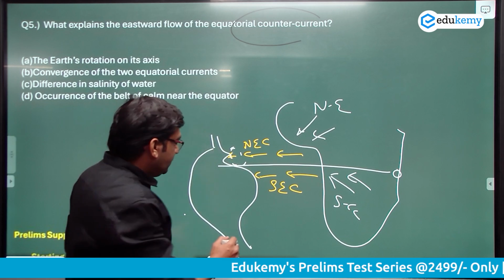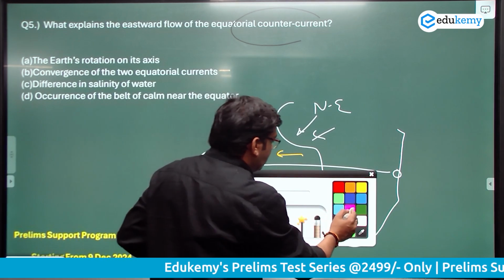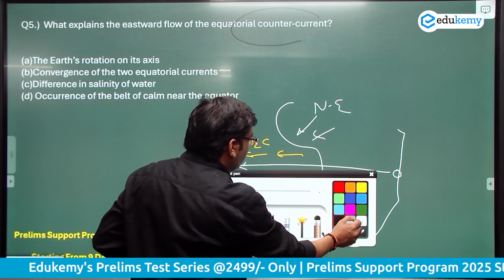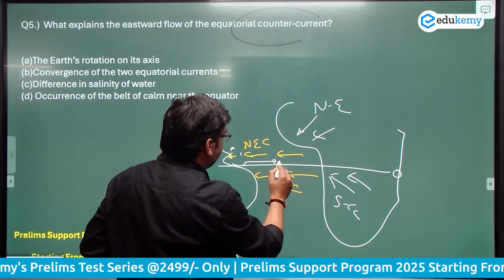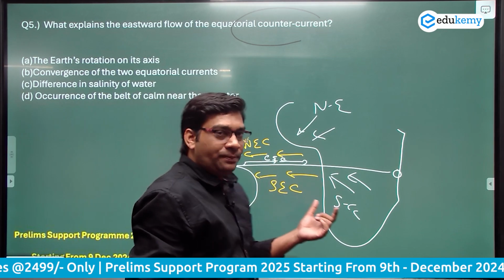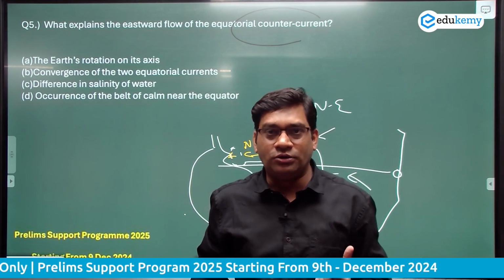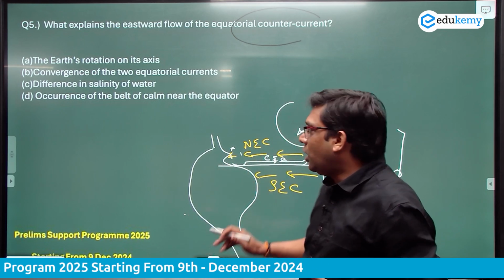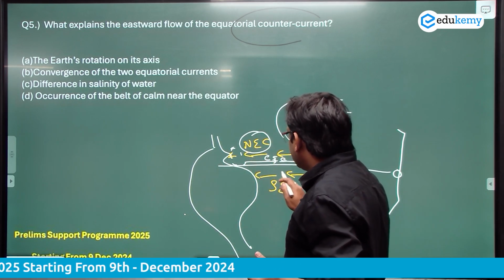because of this reason a counter equatorial current started to flow. Counter equatorial current flows toward the eastern side. This is called the counter equatorial current. So one most important reason behind the origin of the counter equatorial current is the merging of two equatorial currents, the north equatorial current and the south equatorial current.